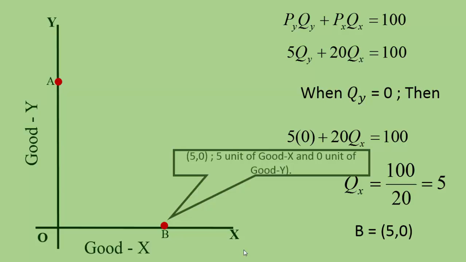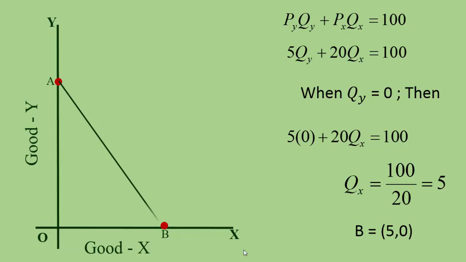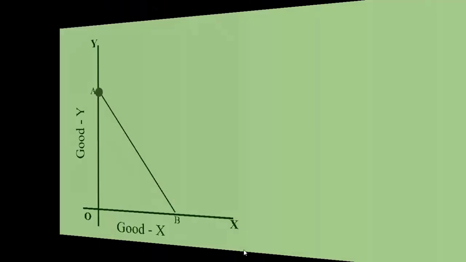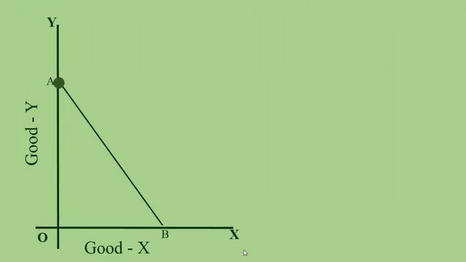A and B are the 2 points on the price line. By joining these 2 points with the help of a straight line, we get the price line AB. Let us now examine the significance of the price line. The consumer can buy any combination on the price line. When he buys a combination that lies on the price line, it will exhaust his entire income.